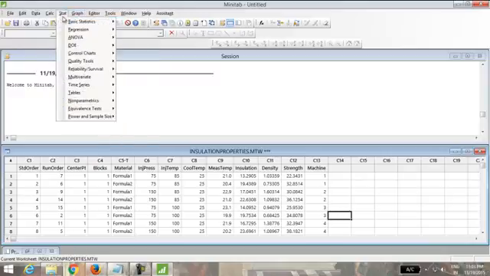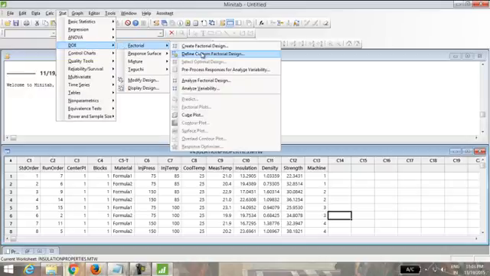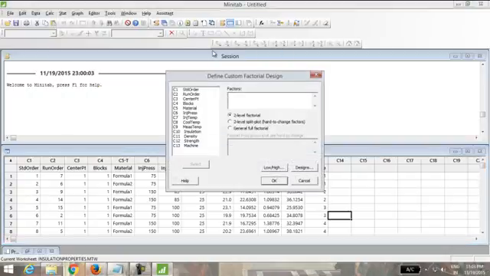Let's go to Stat, DOE, which is design of experiments, Factorial. Create Factorial works when you have to create factorials and then enter values, but when you have already entered the values, you just have to define the custom factorial design. So what are the factors we have? Yeah, these are all two level. So enter the factors.